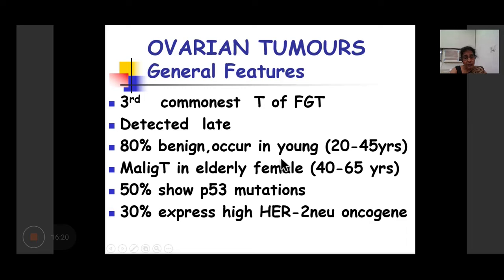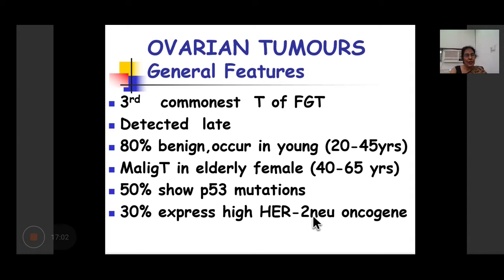The majority occur in the young, especially the benign tumors, 20 to 45 years of age. Again, thankfully. Malignant tumors are the ones which usually occur in older women, here from 40 to 65 years of age. And as in all other malignant tumors of the body, 50% of them show P53 mutations. And nearly 1/3 show higher expression of HER2 neu oncogene, which we also know is expressed by breast carcinomas. And when breast carcinomas express HER2 neu oncogene, we give targeted treatment using trastuzumab therapy.